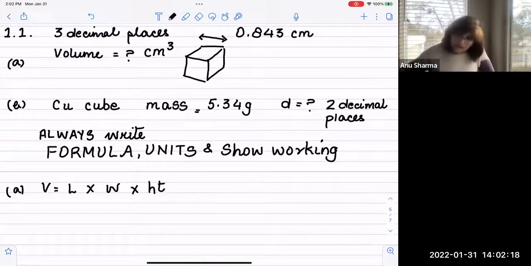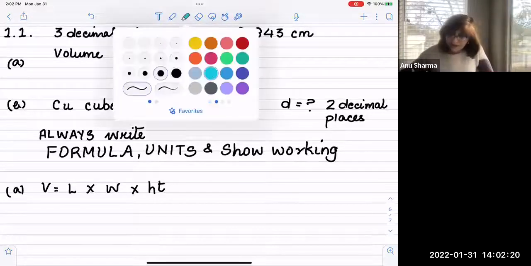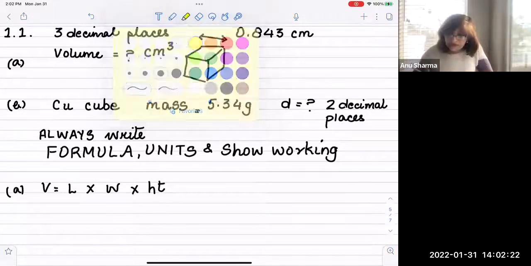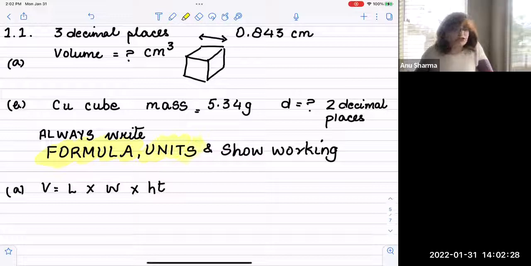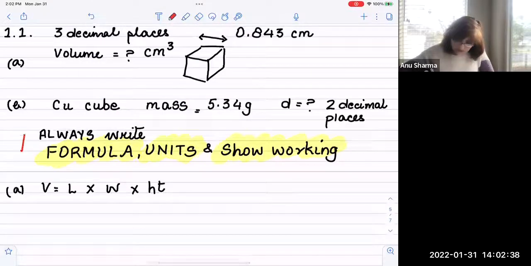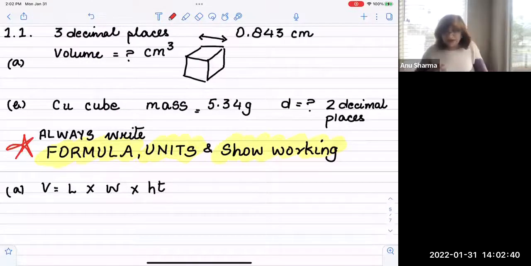So first of all, whenever you're doing these problems, you need to write the formula. You need to write the units after the numbers. Those numbers themselves don't mean anything. And then you need to show the working of all the steps, all these 3. Only then you're going to get the points on the exams. Otherwise, those points get deducted. Okay, so keep this in mind.